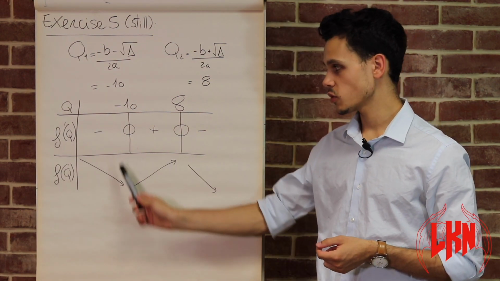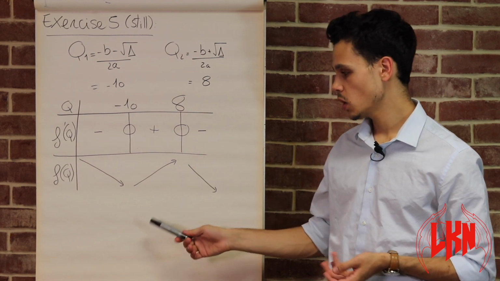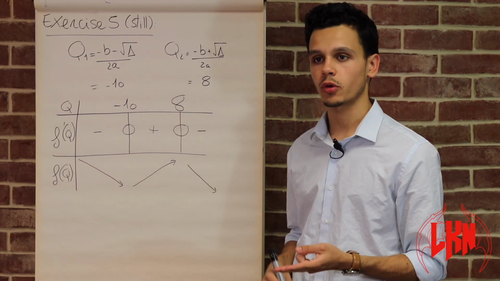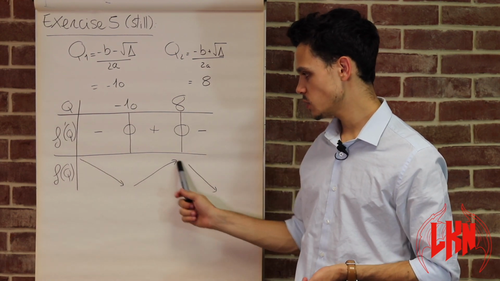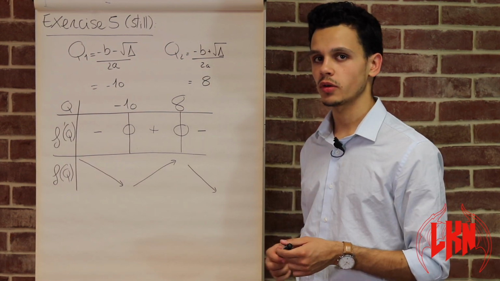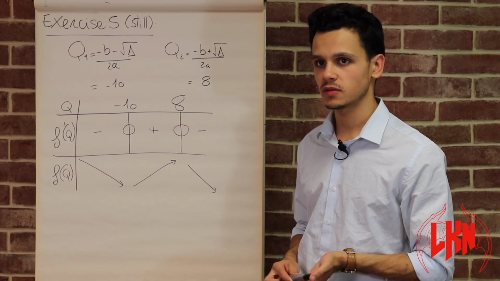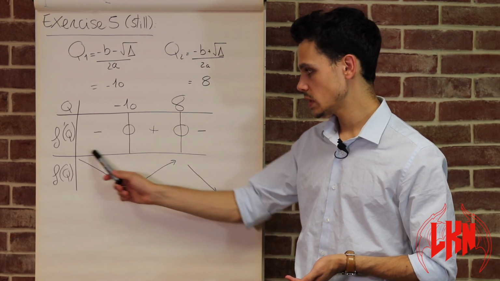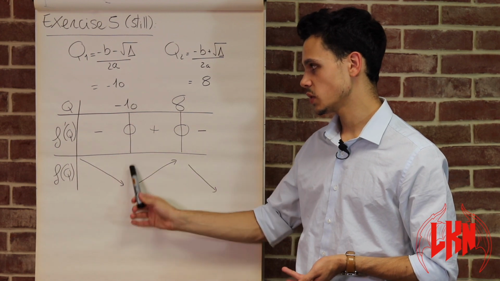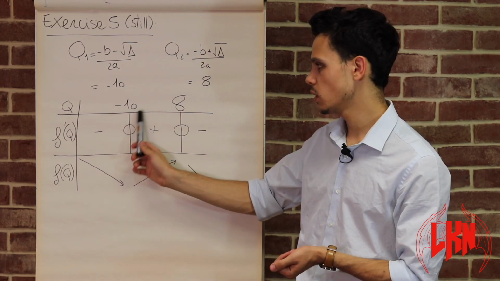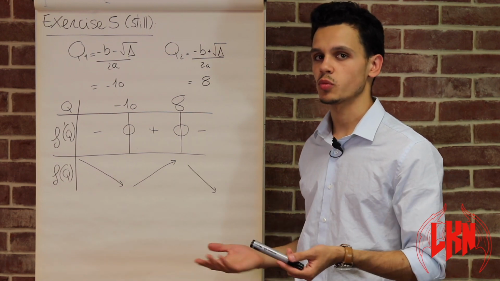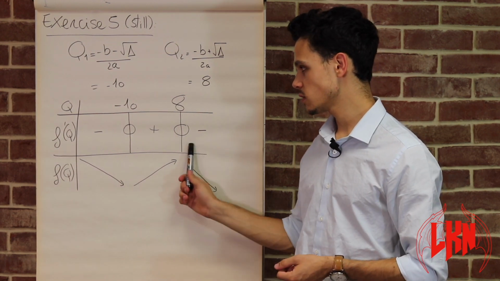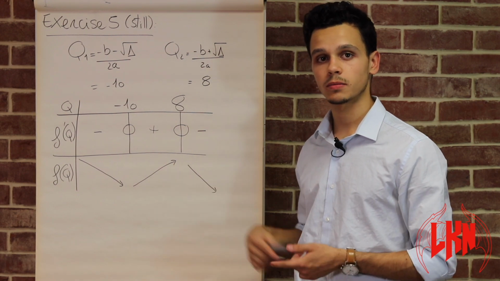Once we have put the arrows accordingly to the signs, we see that there are two possibilities for a maximal, which are going to be this point and this point. But what we know is that q cannot be negative, so therefore this is invalidated because it is negative. We see that it's behind the minus 10. So the only real solution for our maximal point is going to be 8 right here. So the solution is going to be 8.